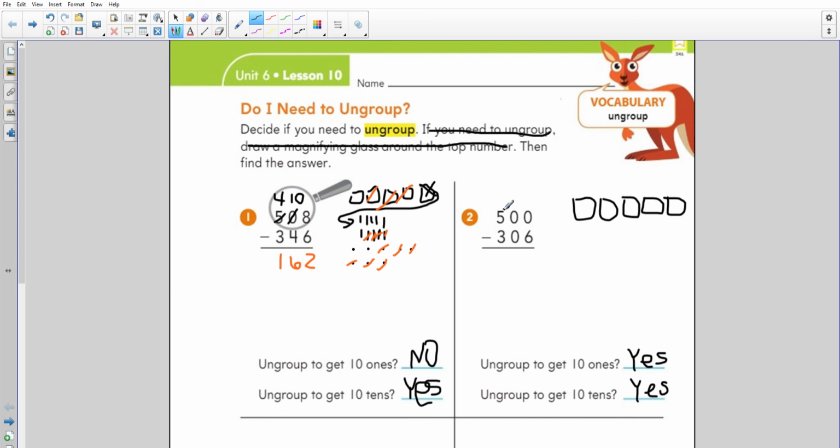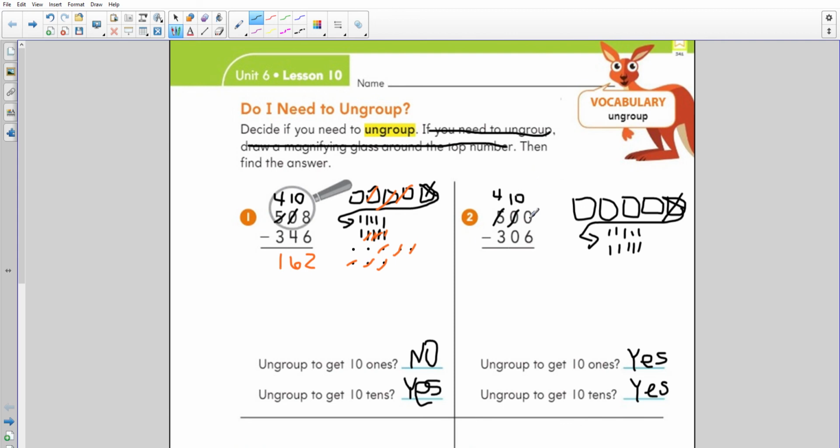I'm going to have to ungroup one of these, which becomes 4. I'm going to make my change right away over here. I know that I have 10 tens from one of those 100s that I'm ungrouping. So what do I have here? I have 10 tens and 4 hundreds. I'm going to make my corresponding change for my 10 tens.